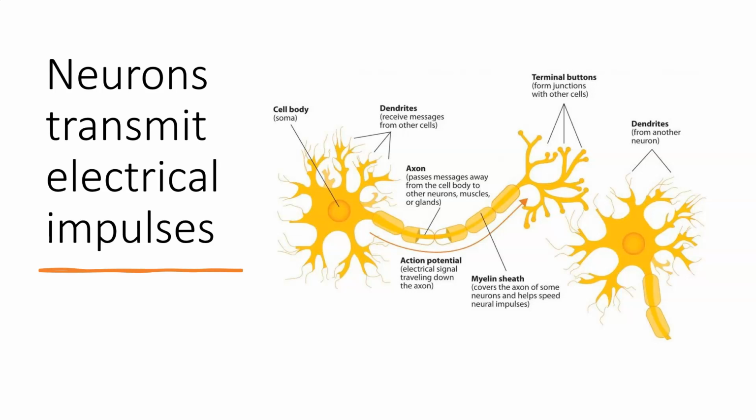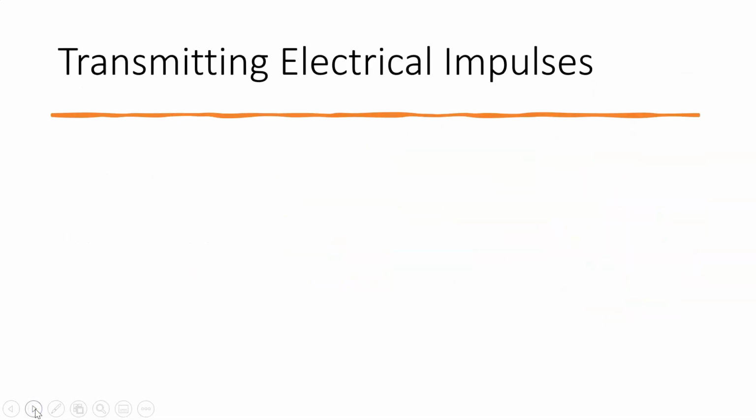But knowing that charge runs from the cell body along the axon, and then from those terminal buttons, the message then jumps across what we call a synapse to the next neuron. That's how these messages are passed along. We're going to look in much more detail at that in this unit.